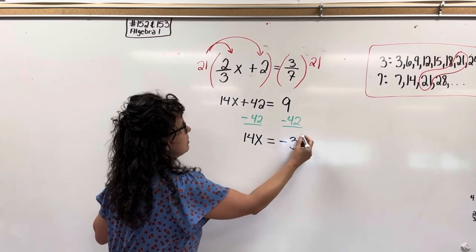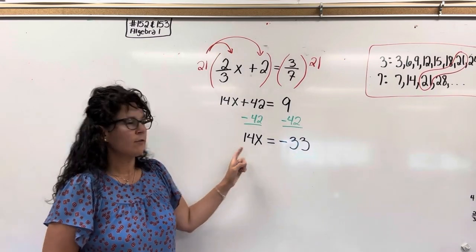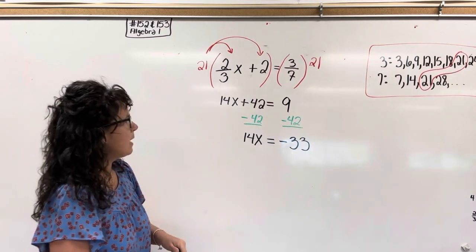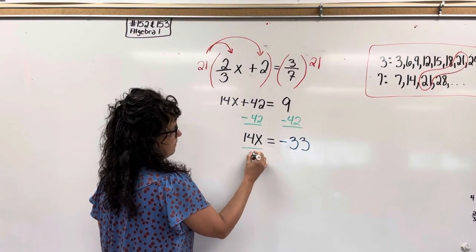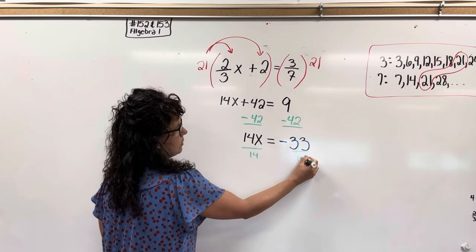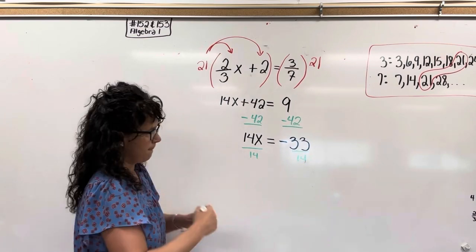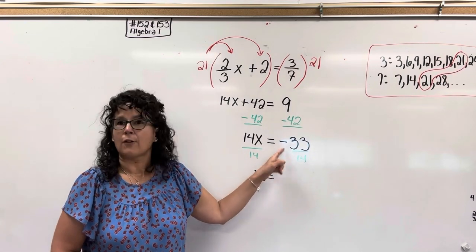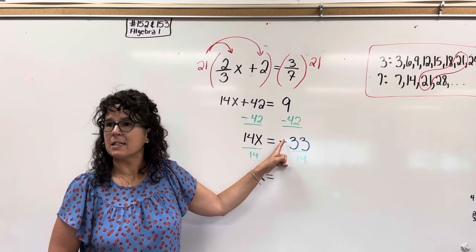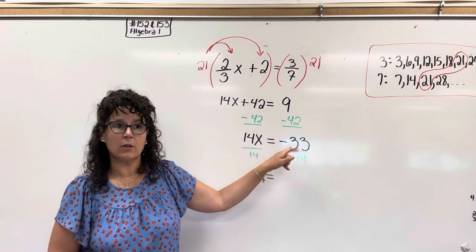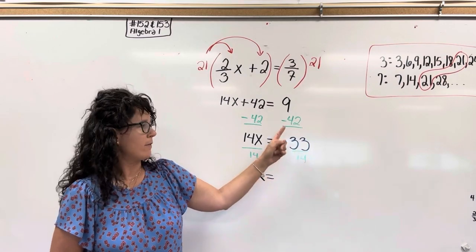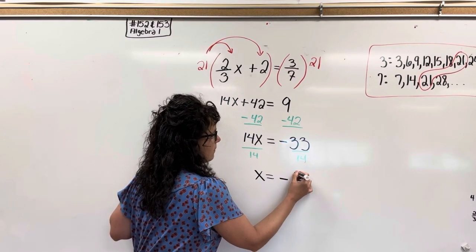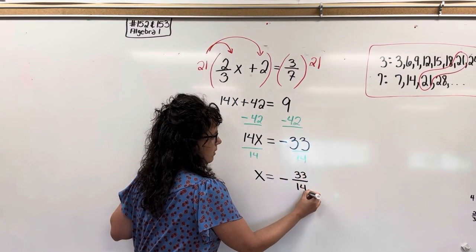42 minus 9 is 33, okay? And then from there, we're going to get rid of multiply by 14 by dividing by 14. What I do to one side, I do to the other. And so finally here, I have x is equal to this fraction right here. Nothing fits into both 33 and 14 other than 1, so it's simplified. We have a negative divided by a positive, so it's a negative. So I have the answer negative 33 over 14.